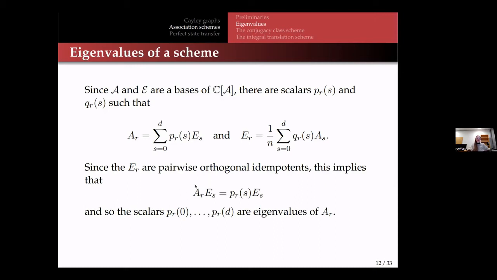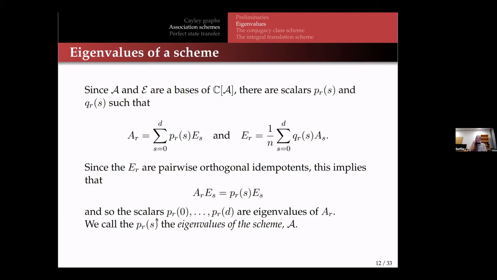So here we can replace this AR by this sum here. The matrices are all orthogonal, so they disappear except for one of them. And so this means that the column vectors of ES are eigenvectors for AR, and this is the corresponding eigenvalue. And so these scalars here are all eigenvalues of the matrix AR.